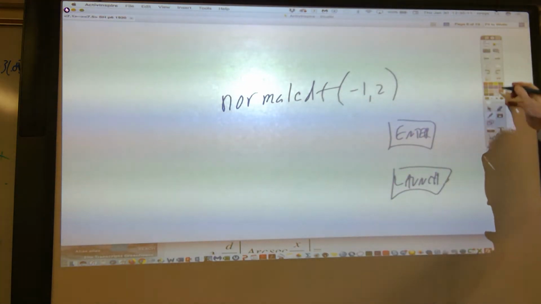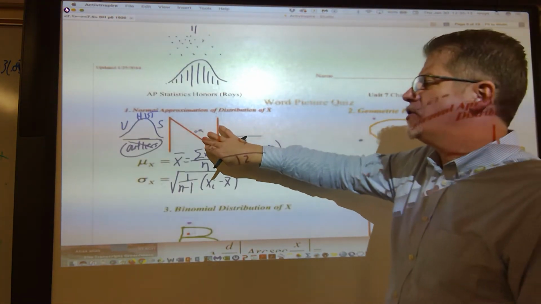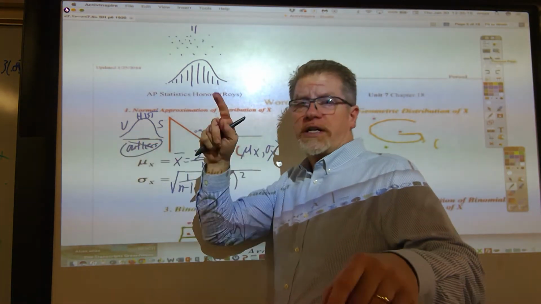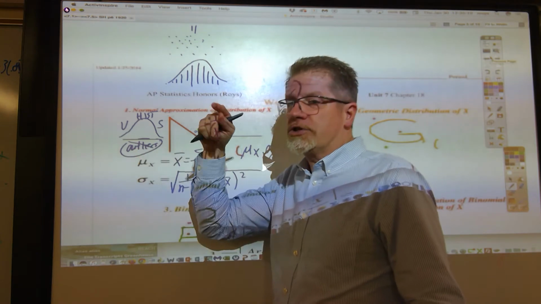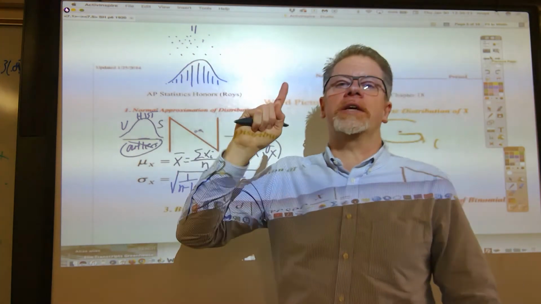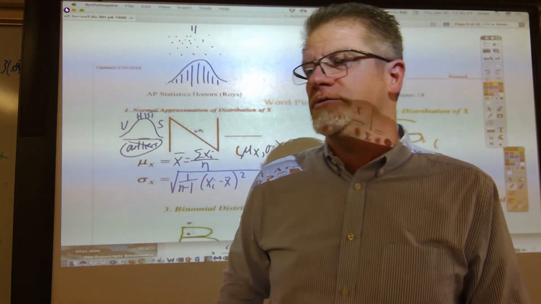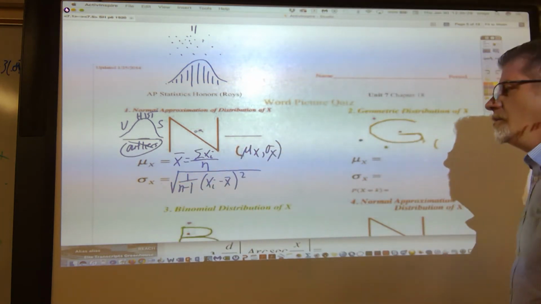When we talk about the conditions for launching these models, don't use a normal model unless: unimodal, check; symmetric, check; no outliers, check. Okay, now we can use the normal model. Don't put people through the consequences of launching a model when it's not justified.